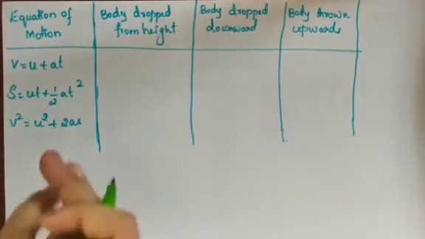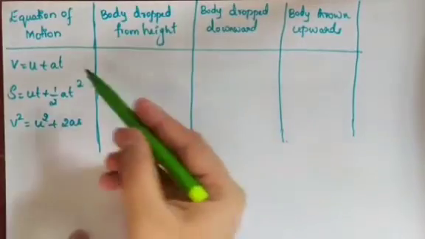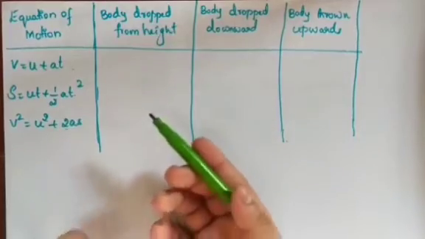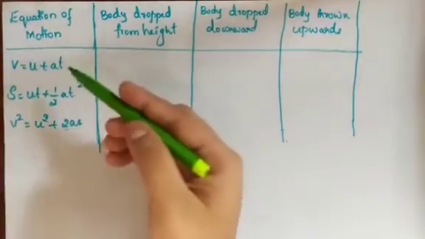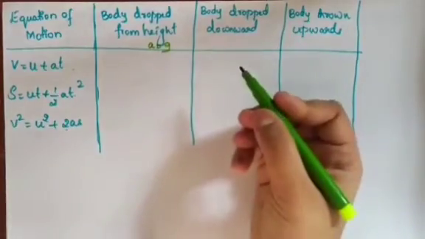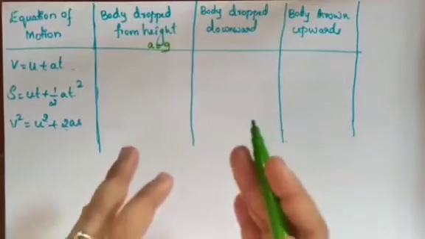So I have made a column here. The body which is dropped from a height is the first example. Under that I have to see what all three equations of motion become. In place of A, you have to take G here.